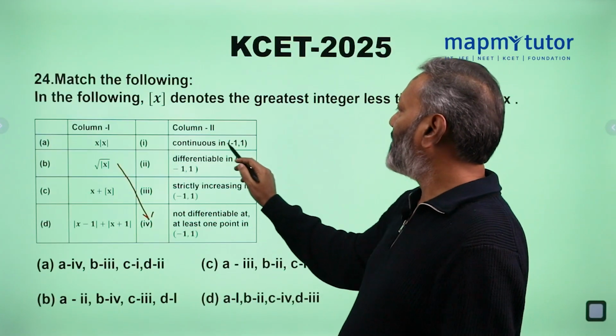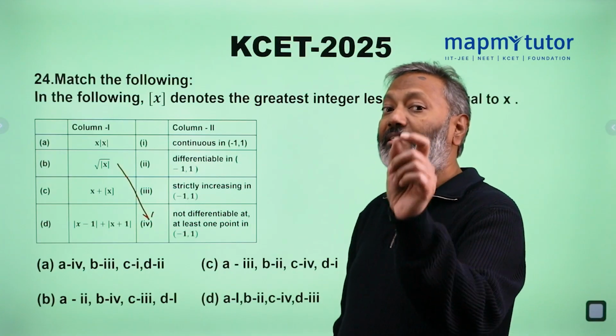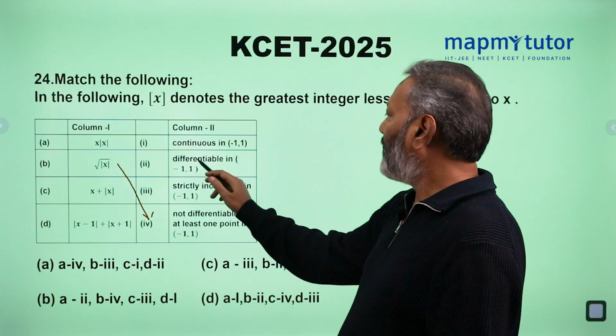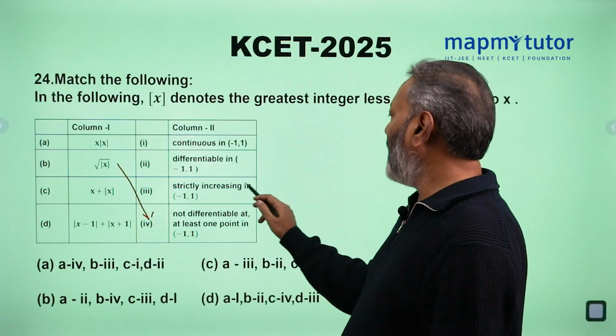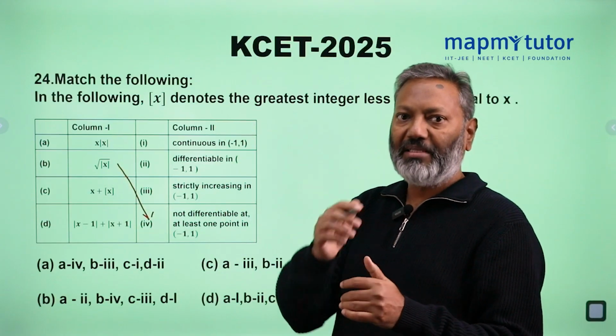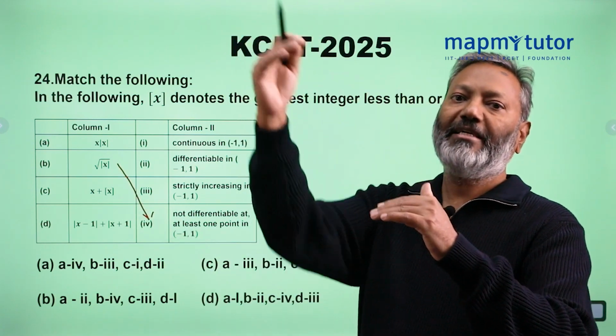Continuous in -1 to 1? No. Why? Because the integral part of x is discontinuous at every integer. So, in between 0 is there. Wrong. Differentiable? No. Strictly increasing? Yes. Because x is always increasing. You know that because it's a straight line. And step x is also always increasing.